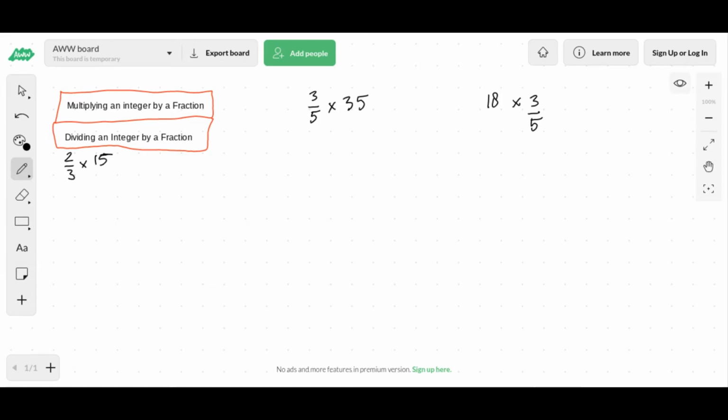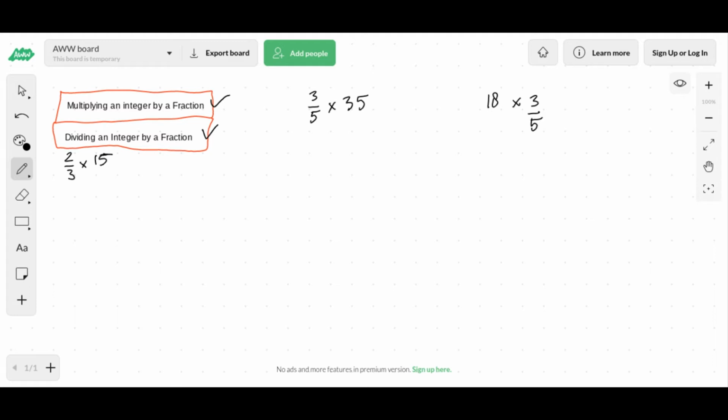Hi, welcome. In this video, we will have two learning objectives. The first one is you will learn how to multiply an integer by a fraction, and the second one, dividing an integer by a fraction. So let's go to our first learning objective.